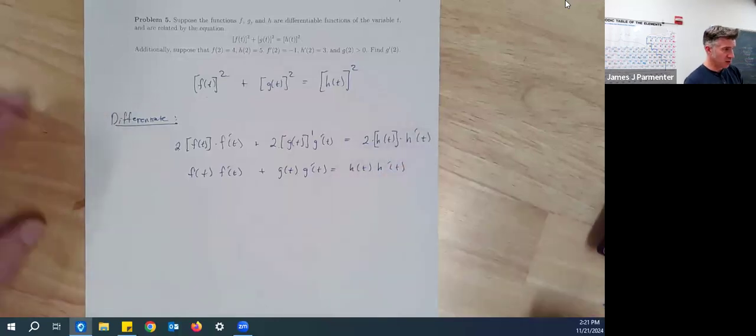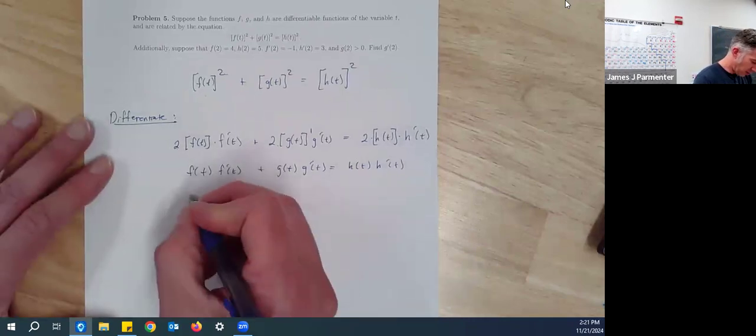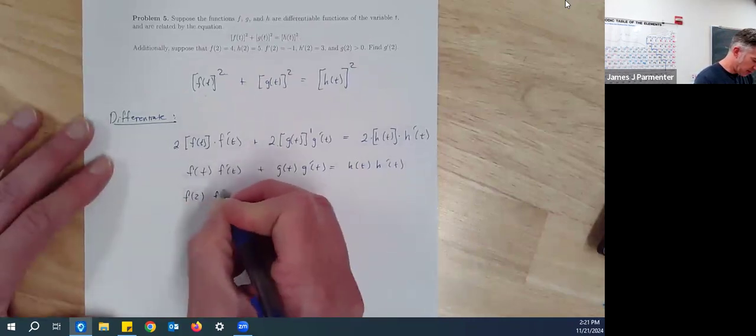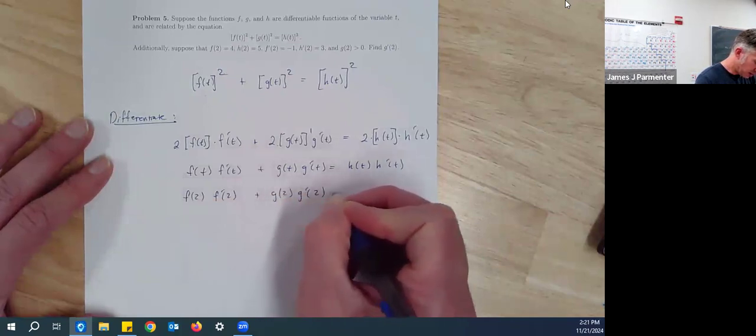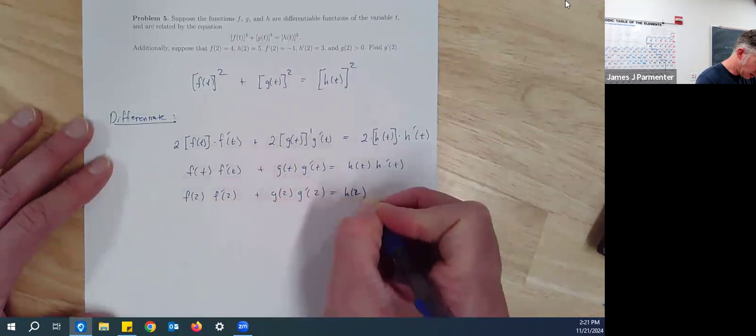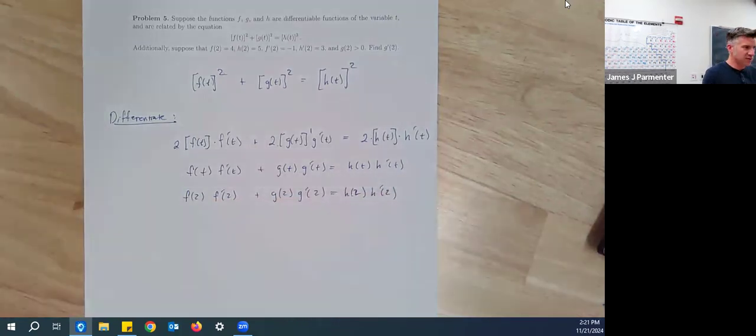And now let's plug in 2 for t, meaning you have to plug in 2 for every t. So f of 2 times f prime of 2 plus g of 2 times g prime of 2 equals h of 2 times h prime of 2. I might have picked a different number just because t and 2 often get kind of flipped in my mind somehow. I just don't like the choice. I would pick like 3 or 5 or something else, but oh well, doesn't matter.